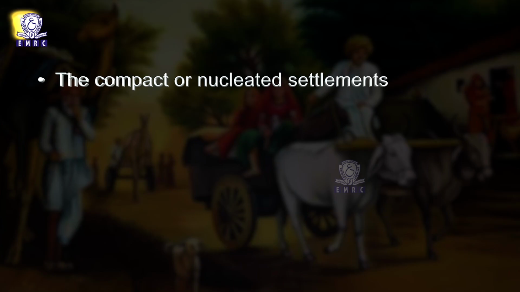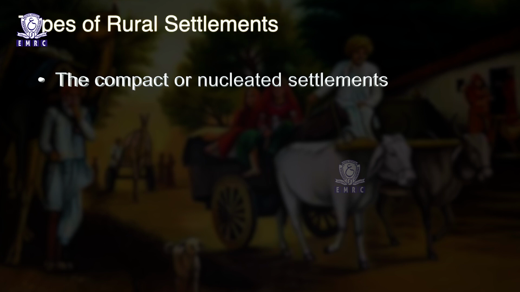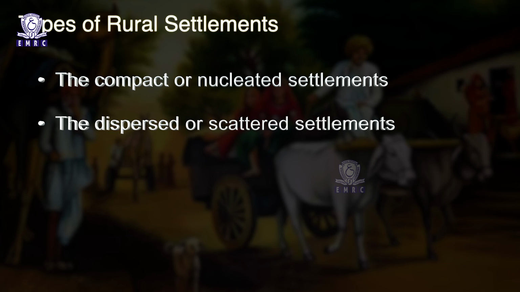Well, let's begin with types of rural settlements. On the basis of structure, size, growth of population and functions, the rural settlements may be broadly divided into two categories: the compact or nucleated settlements and the dispersed or scattered settlements.